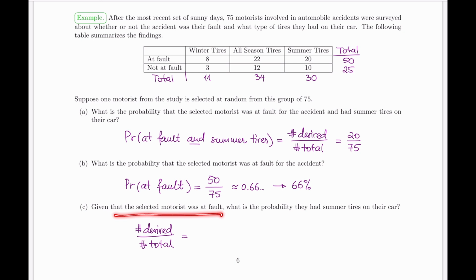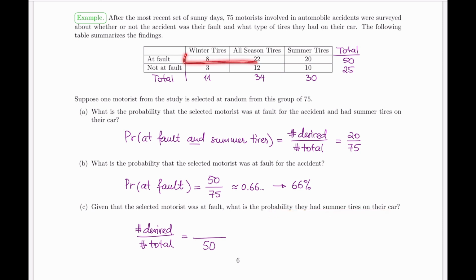My total is the number of motorists that were at fault. I'm given this additional information, so I'm actually going to restrict the total. I know that this person was at fault, so the number of total people I'm looking at are just the ones that were at fault, which I know altogether there are 50 of. So my total isn't just all the motorists, I'm reducing my total to only the ones that were at fault. Given that, what is the probability they had summer tires on their car?